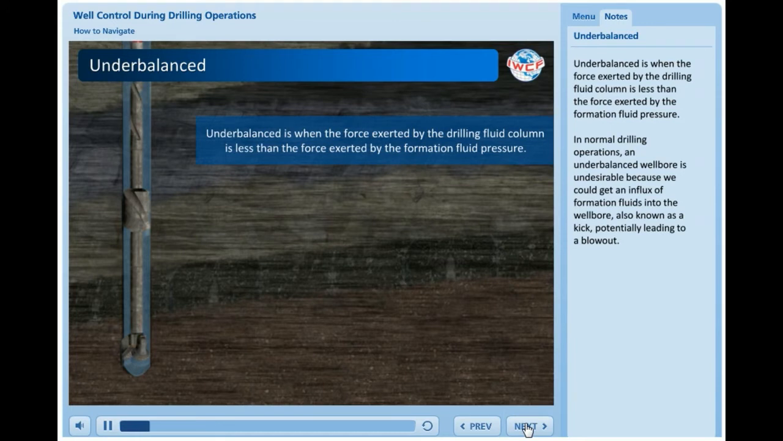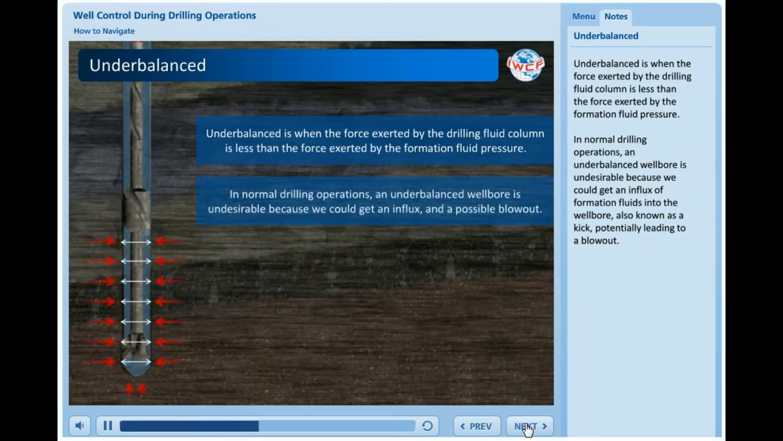Underbalanced is when the force exerted by the drilling fluid column is less than the force exerted by the formation fluid pressure. In normal drilling operations, an underbalanced wellbore is undesirable because we could get an influx of formation fluids into the wellbore, also known as a kick, potentially leading to a blowout.